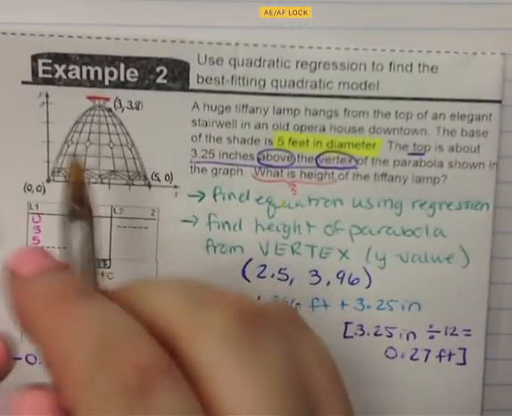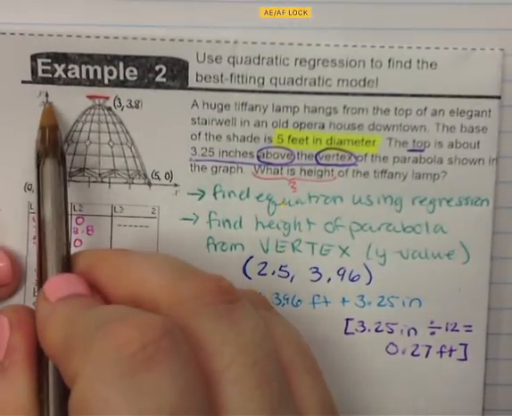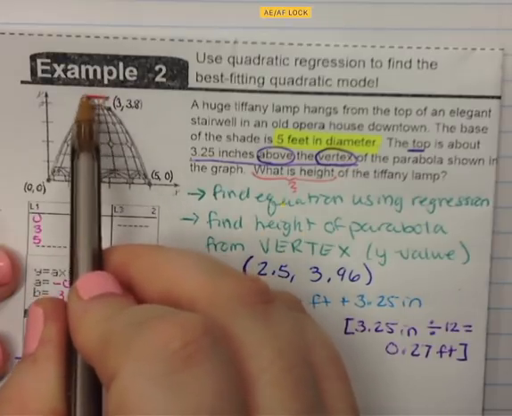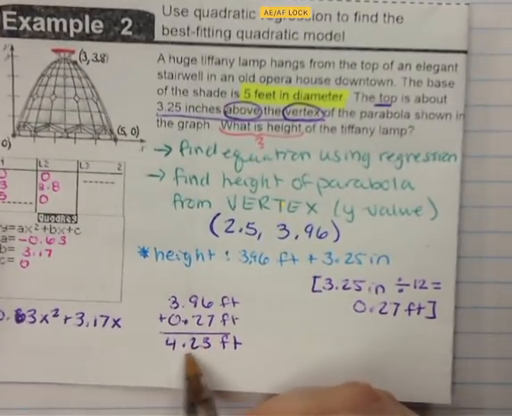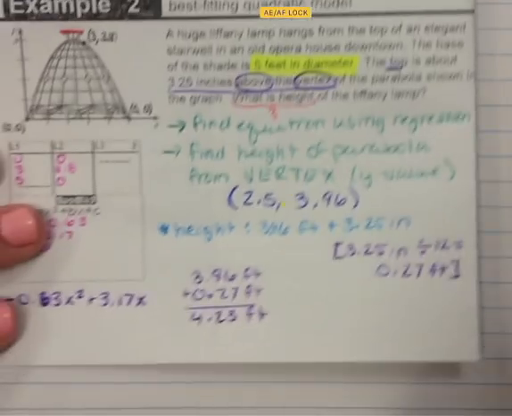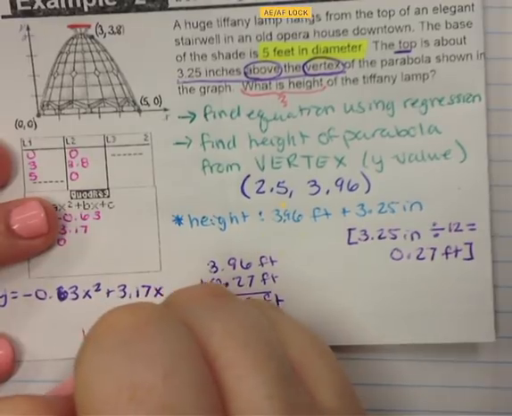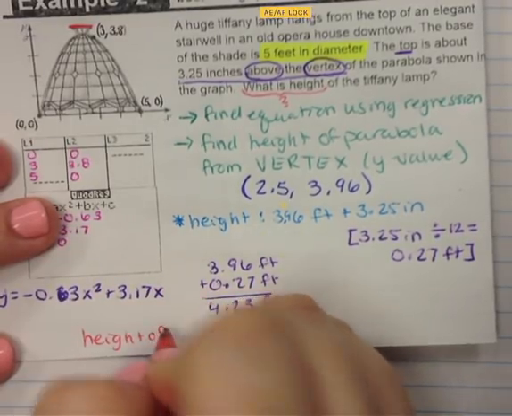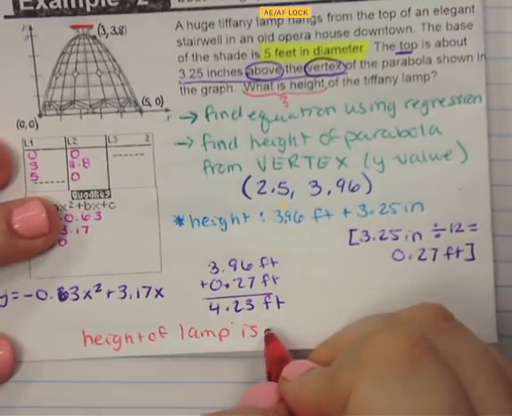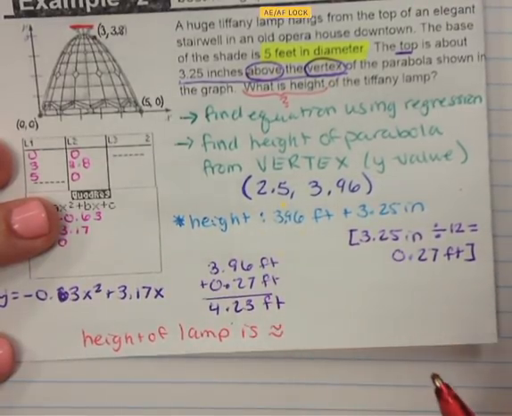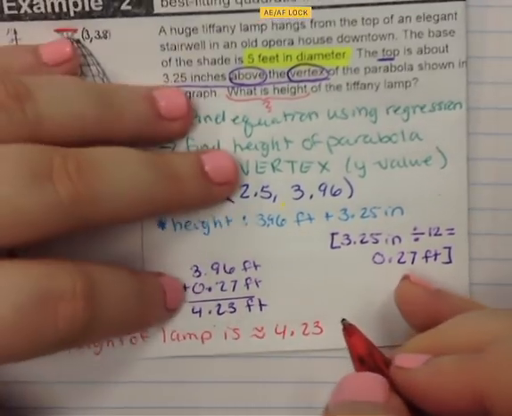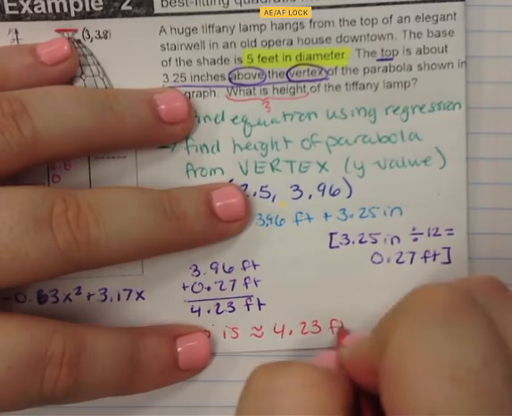So if we look back here, we have 1, 2, 3, 4. And we can see that the height is a little above the 4. So 4 23 hundredths feet does make sense. So we can say that the height of the Tiffany lamp is approximately, so we do those two squiggles, approximately 4 23 hundredths feet tall.